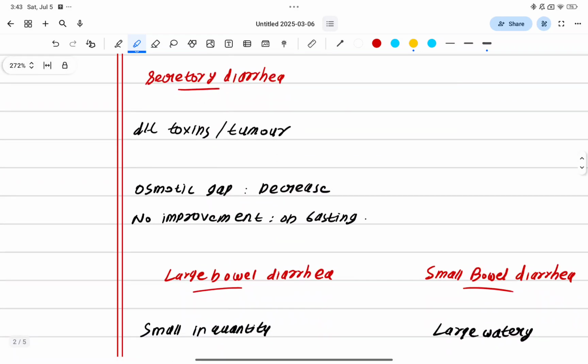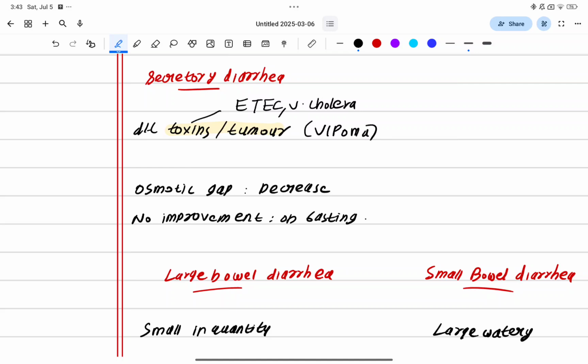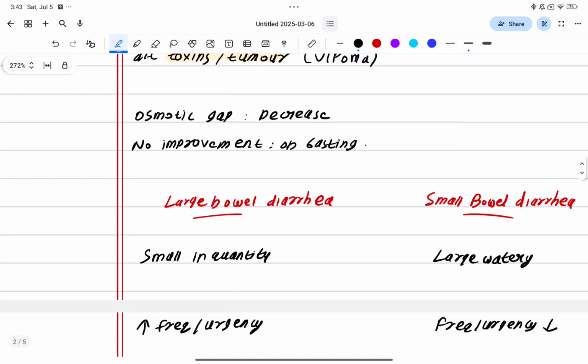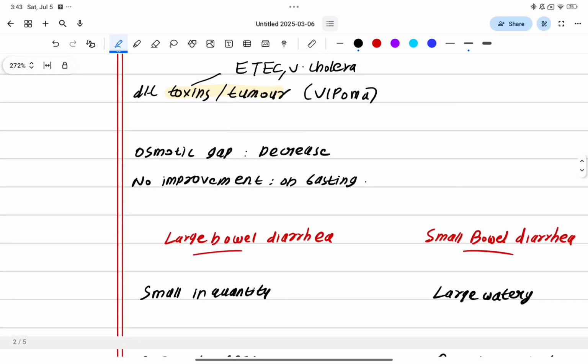Now coming to secretory diarrhea, it is mainly due to toxins and tumors. Toxins like those produced by enterotoxigenic E. coli and Vibrio cholerae. A tumor example is VIPoma, that is a vasoactive intestinal peptide secreting tumor. In toxins, they will increase cyclic AMP.